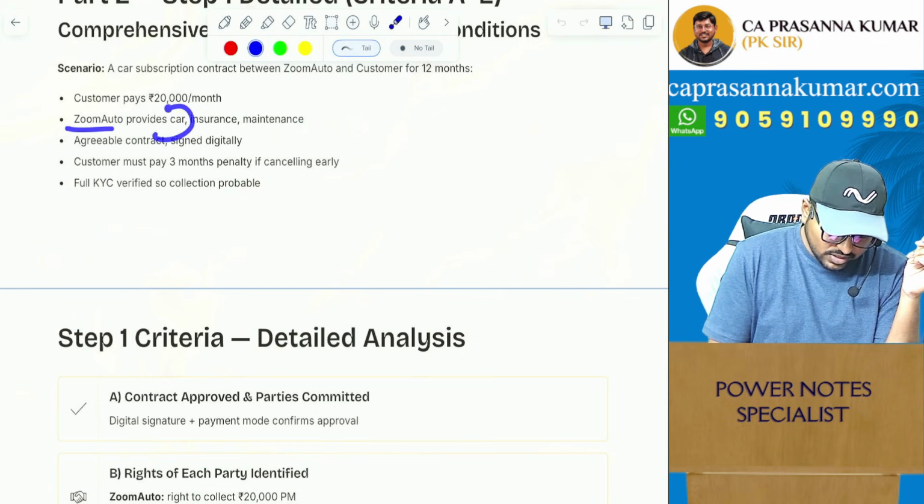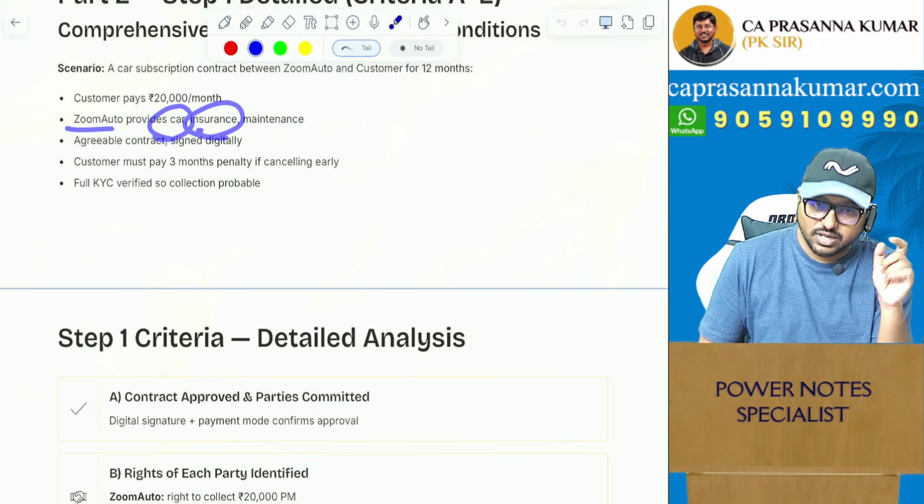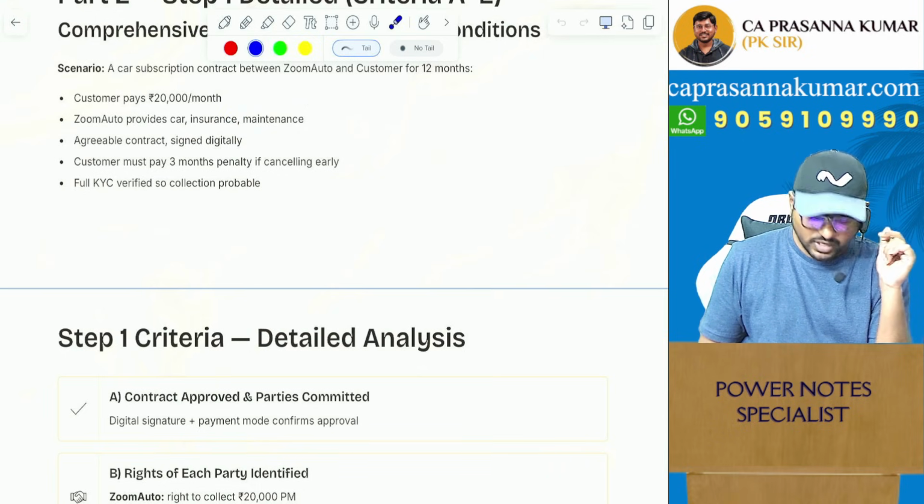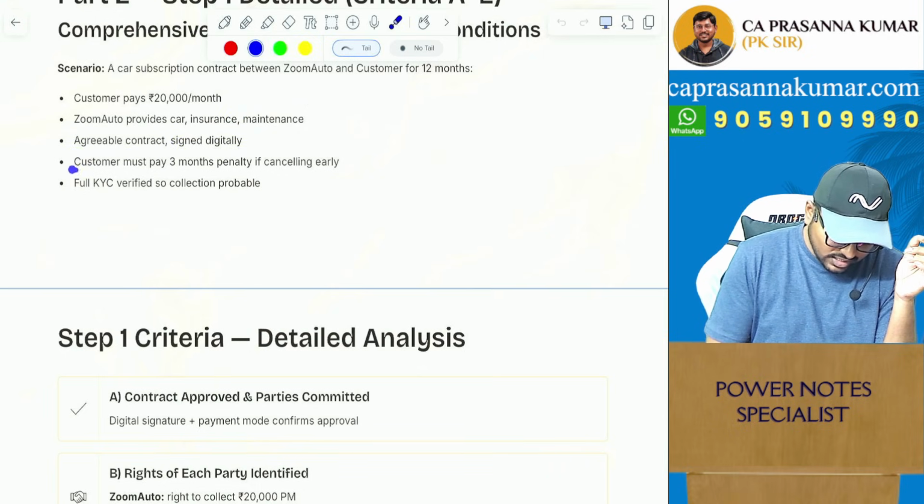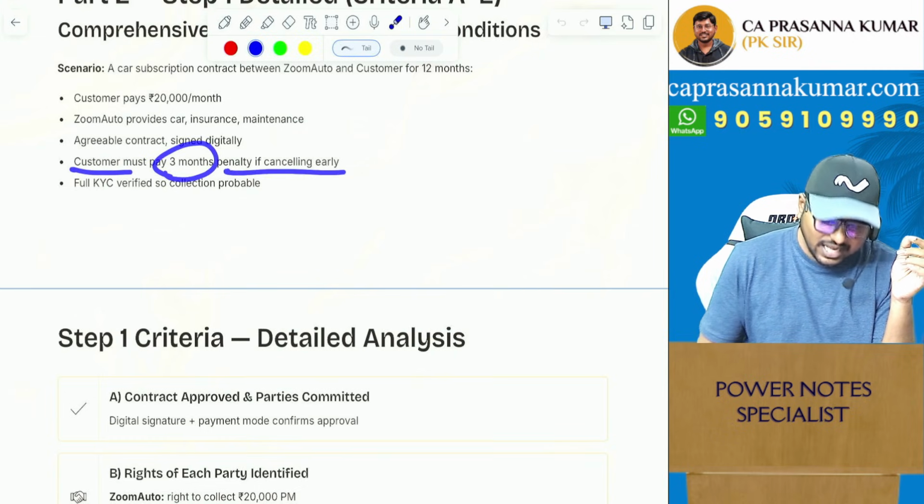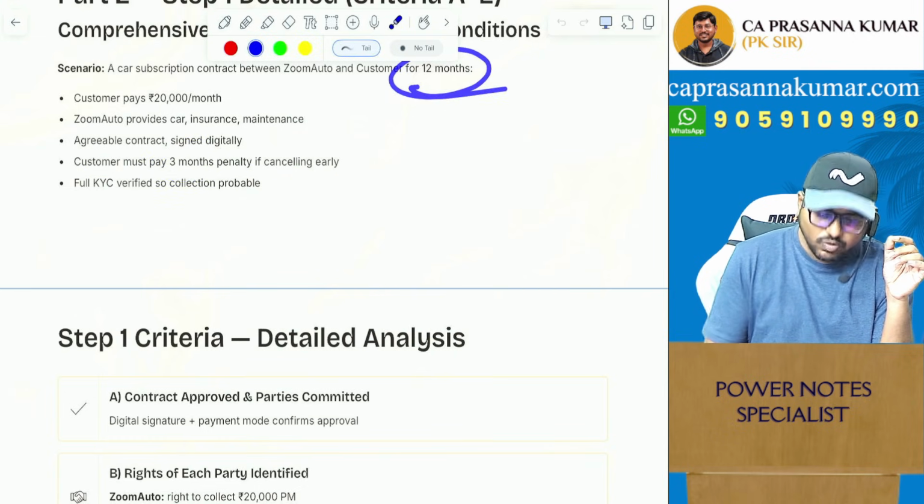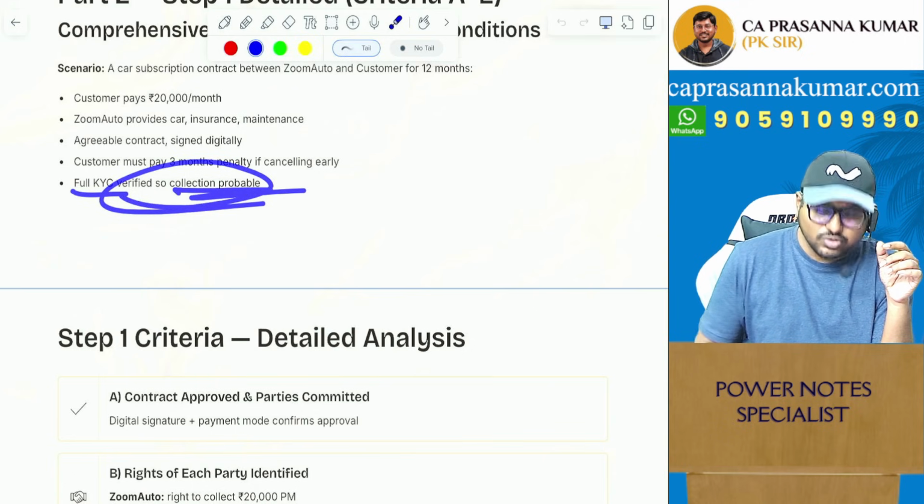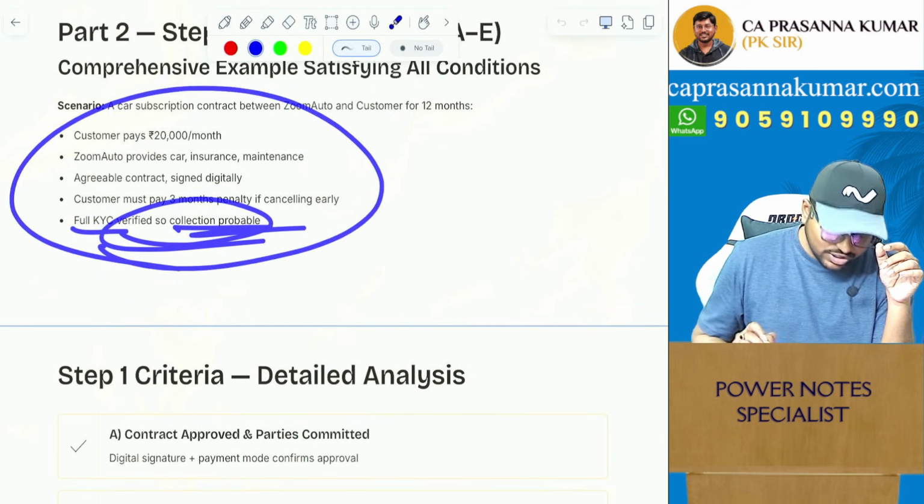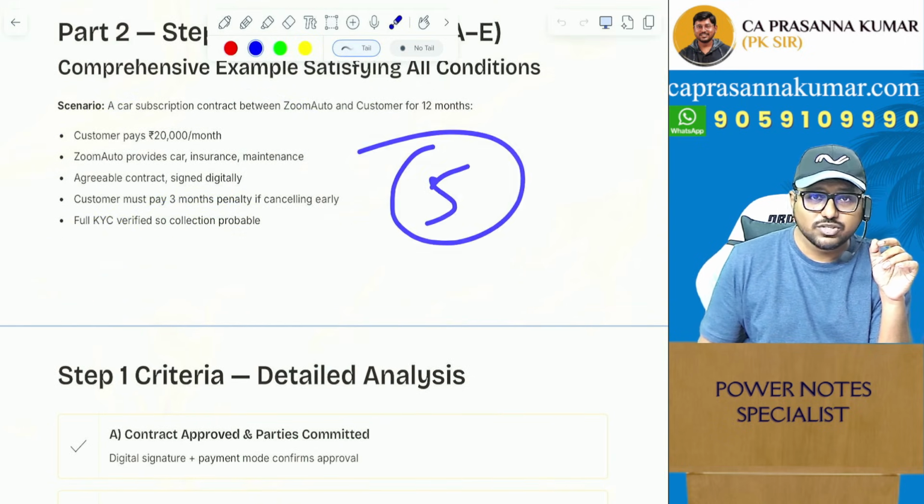Zoom Auto provides the car. Zoom provides insurance as well for the car. Maintenance services are also provided by Zoom. An agreeable contract is there. They have signed the contract digitally. The customer must pay a 3 months penalty if cancelling early, because this is for 12 months. And full KYC verification is done. Collection is also probable. So now we need to check in this example whether all the 5 conditions are satisfied.